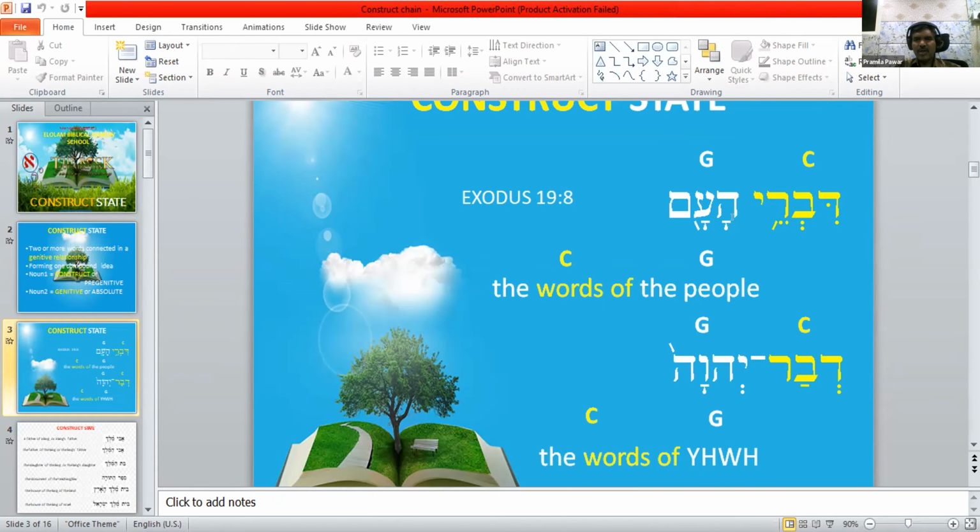Divre ha'am. So this first one is in construct state and the second one in genitive or absolute state, the white one. Okay. Second we will see. Read this second one. Devar Yahweh.